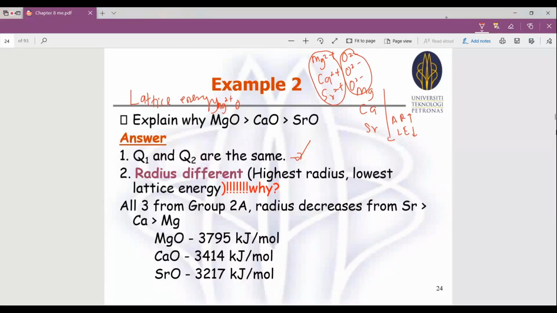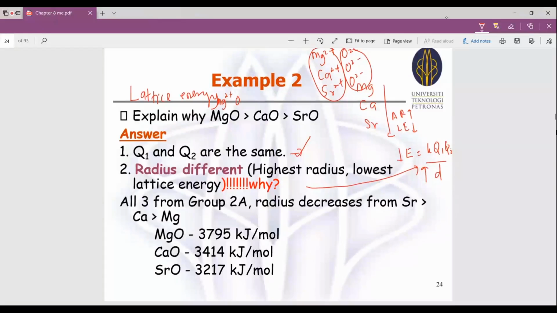And the atomic radius is different, because down the group the size is increasing. When size increases, lattice energy decreases because it is inversely proportional, E equals K Q1 Q2 over D. The higher the atomic radius, the lower the energy. Right.